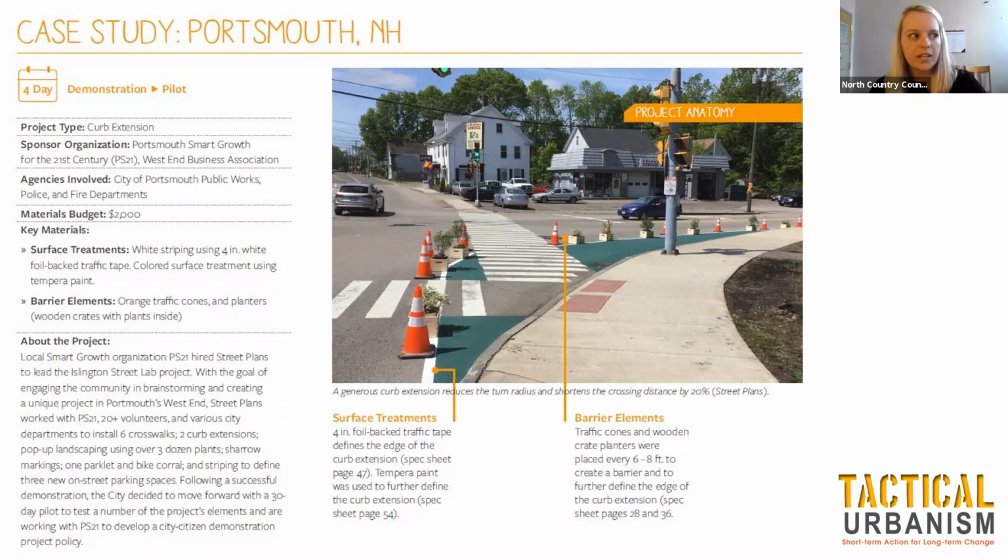This one doesn't have any of the community-type vibrancy, but it still serves a purpose. It's showing the community what the potential is for improving the area. And their budget was quite small, $2,000. Looking at these materials, you could probably do that for much cheaper. You probably already have cones, and paint is pretty cheap if you don't have it already. So just quite an easy one to do. I like this.